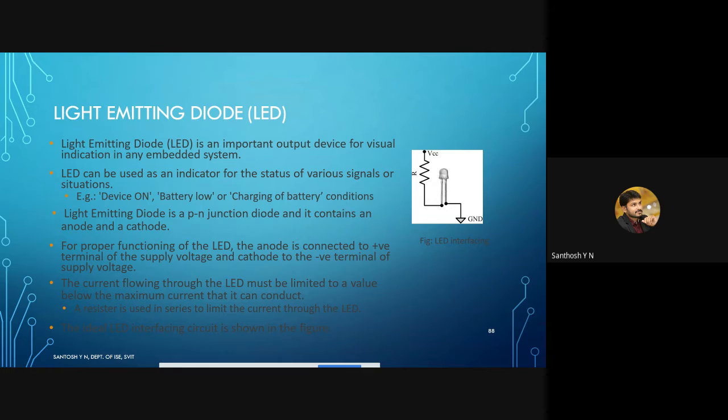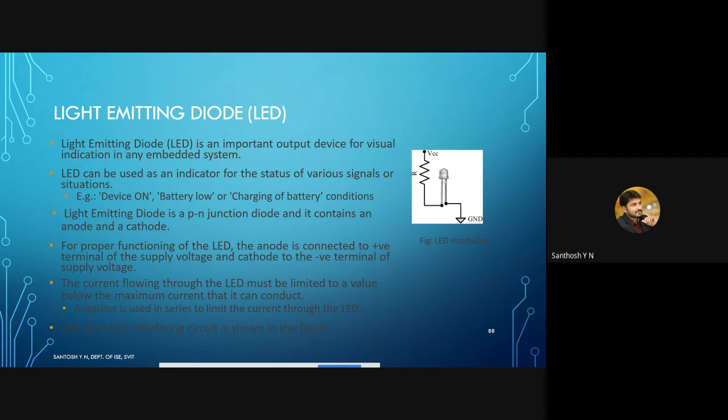This term is familiar to everyone. It is an output device for visual indication in embedded systems. We have observed these types of LEDs in many embedded systems for indication purposes, like whenever the battery is going low, whenever the battery is getting charged, whenever the device is turned on, or whenever the device is turned off. For all these indications, we may use LEDs. So an LED can be used as an indicator for the status of various signals or situations.